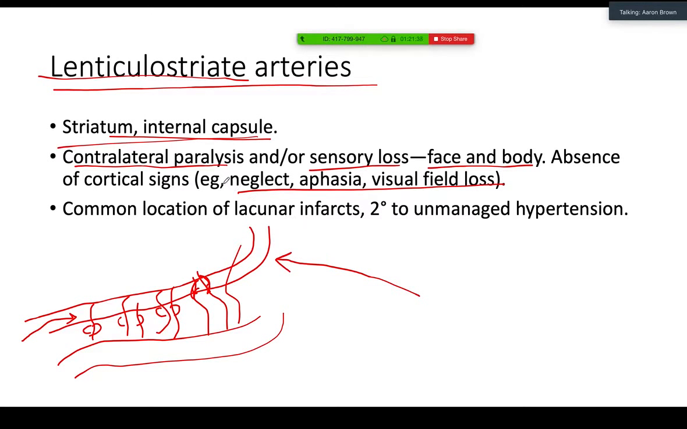However, if the stroke is in the lenticulostriate arteries, we're going to have that contralateral paralysis, we're going to have contralateral motor, however, no cortical signs. No visual field loss, no aphasia, no neglect. Okay? So this is your first chance to build that differential and get the question right.